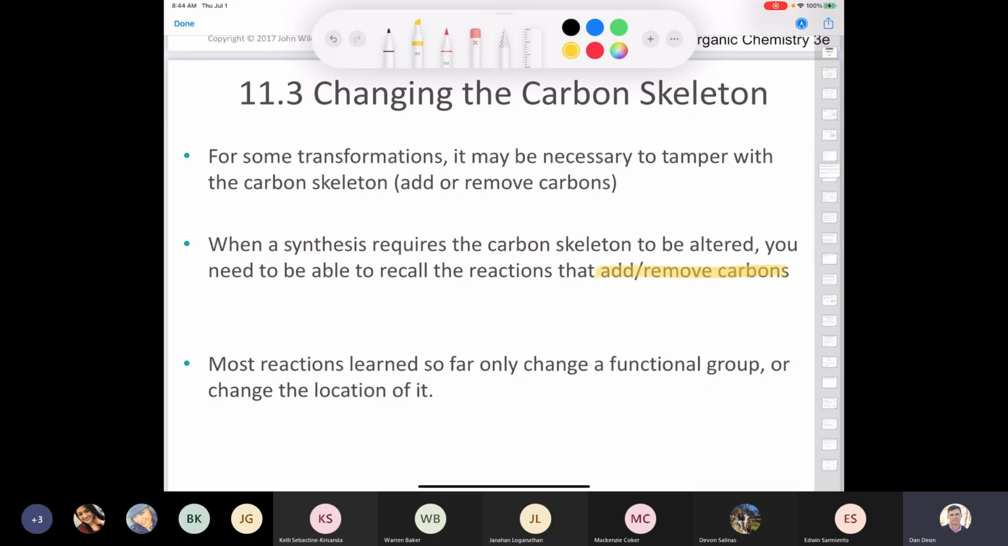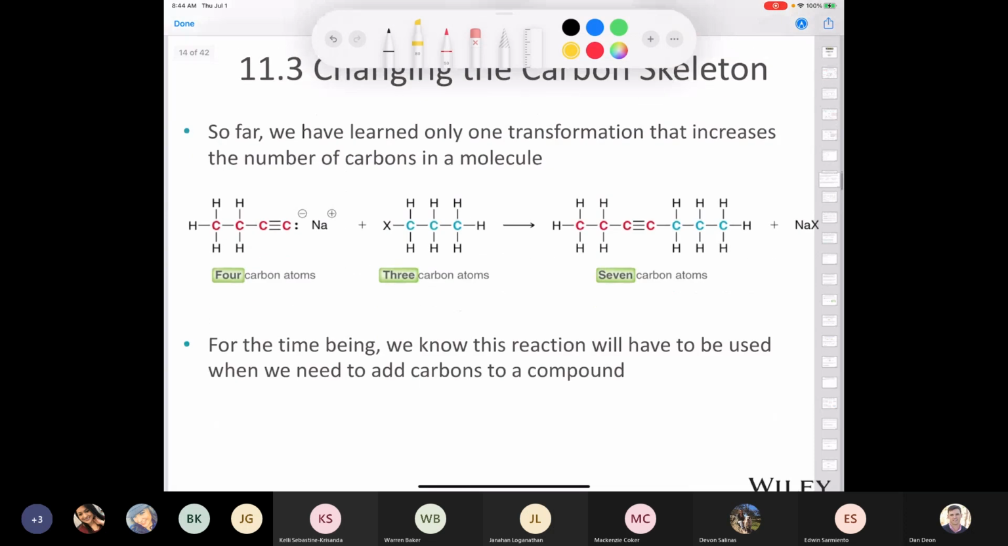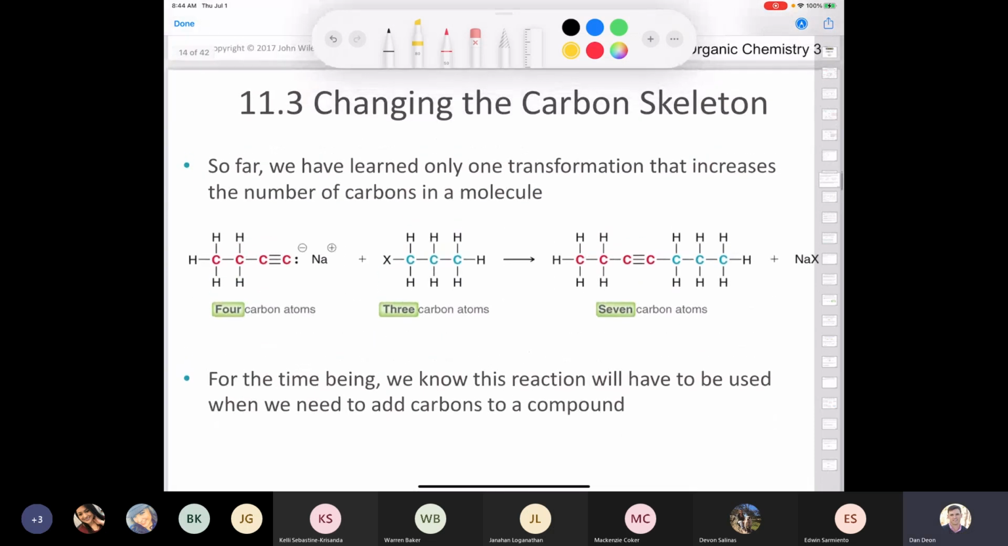Most of the reactions that you have mastered this semester involved only functional group changes. So there's not as many options. And whenever you're limited, it's actually a good thing because you don't have as much to remember. So let's take a look here. Here's the good news, okay? So far, you've only learned one transformation that increases the number of carbons in a molecule. You've got one thing. That's it.